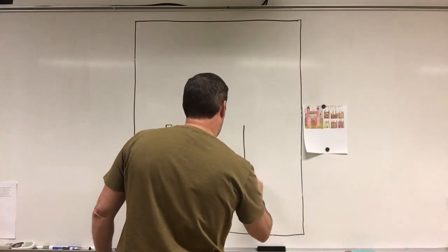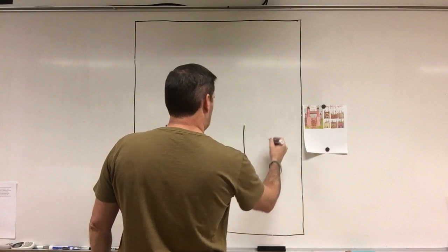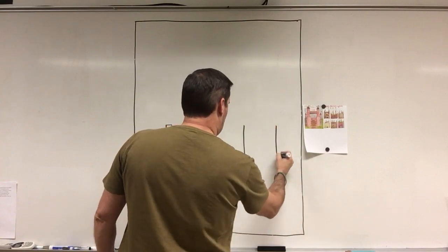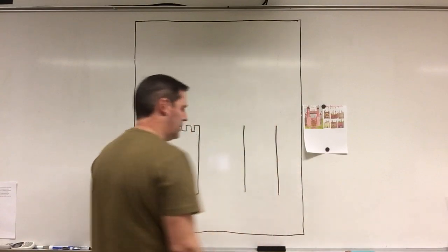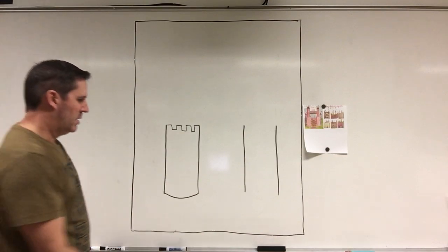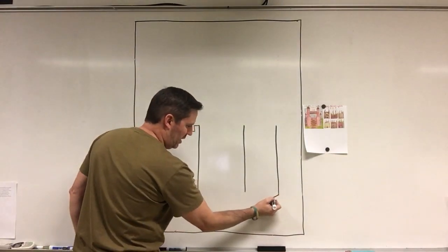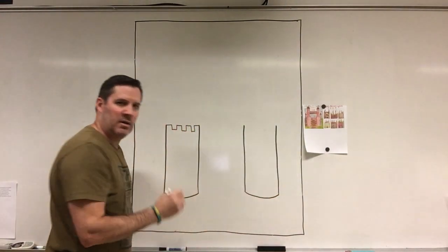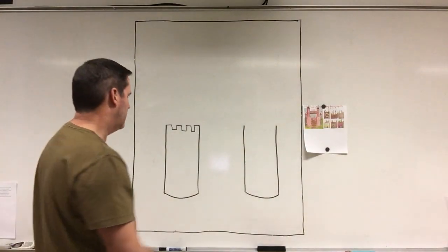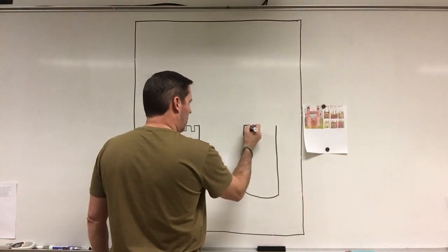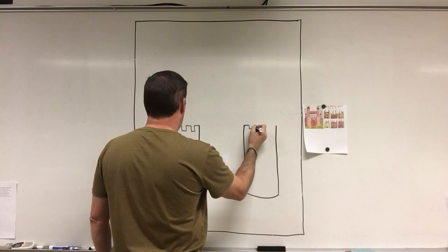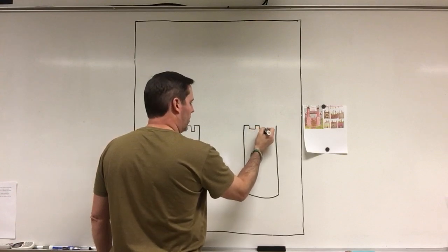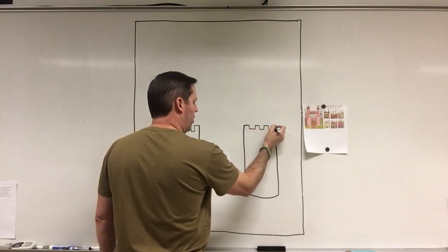I'm going to draw a long vertical line, and another vertical line. And I'm going to draw a line that's just a little curved, kind of like a little smile. And then over, down, over, up, over, down, over, up, over.